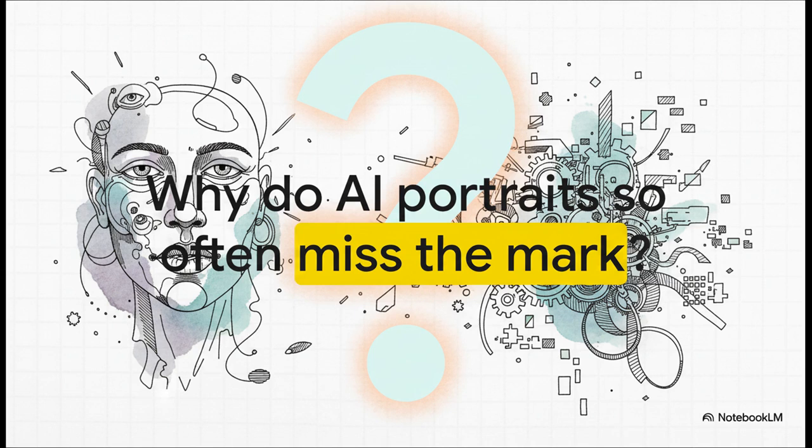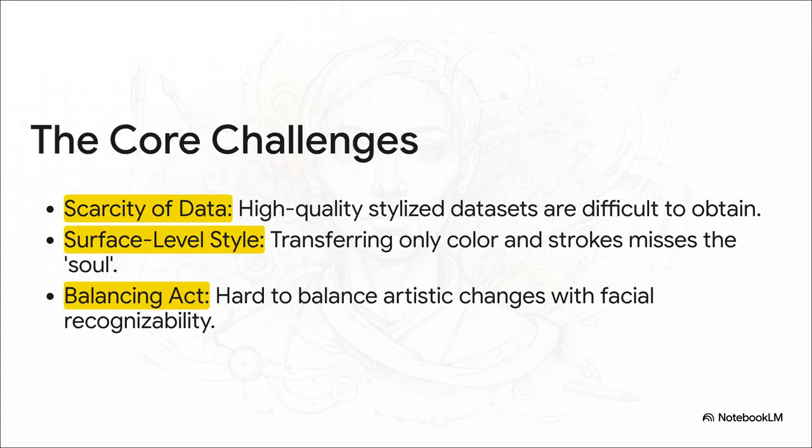So that really brings us to the big question for this whole explainer. Why is this so hard? Why do these AI portraits miss the mark so often? Well, it comes down to a few core challenges. For starters, you can't just go out and find a million portraits all painted in the exact same style to train an AI. That kind of data set, it doesn't exist.